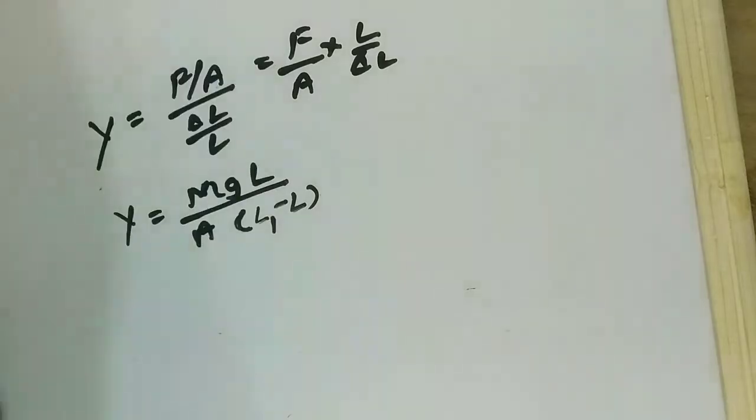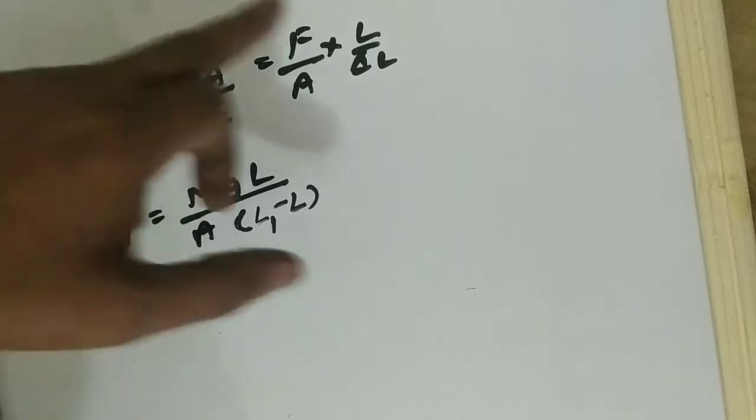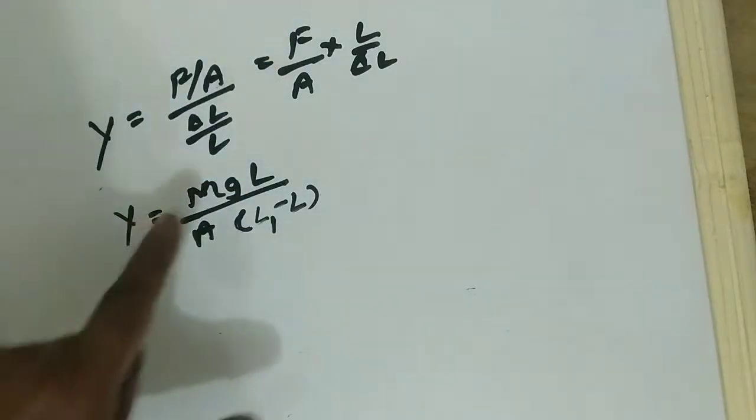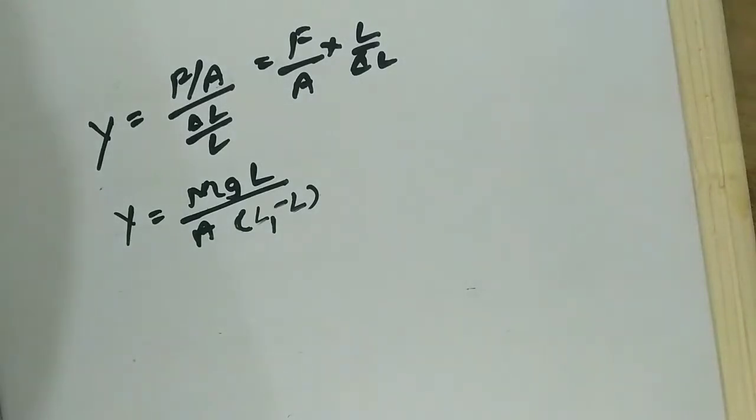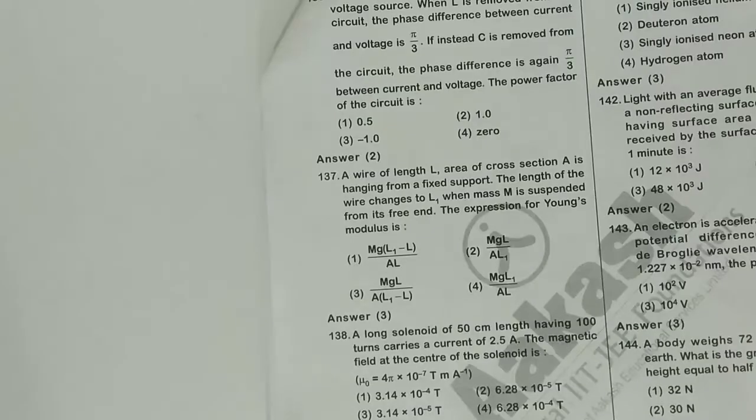Now this is our basic equation. Whatever we have studied in the first PUC, Young's modulus is defined as the ratio of normal stress to the longitudinal strain. Normal stress is force per unit area, and strain is change in length divided by original length. Force is nothing but weight. Weight is nothing but mg. L as it is, A as it is, L1 minus L. Is it clear? Yes.